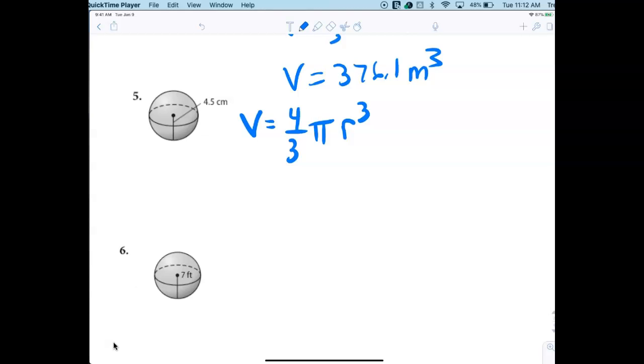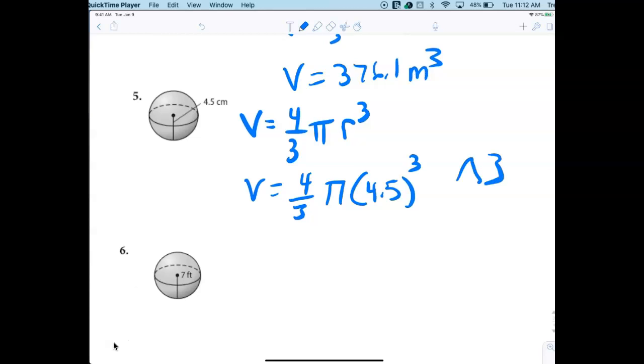4/3 pi r cubed. So what's the radius here, guys? 1.5. Yep, so it's just 4/3 pi times 4.5 to the third power. And remember, to the third power is the caret button with the 3. Now, some of you have the y to the x button. You might use that. But most of the time, there's a caret button now. Good job. And then 3. So, Aiden, what did you get?